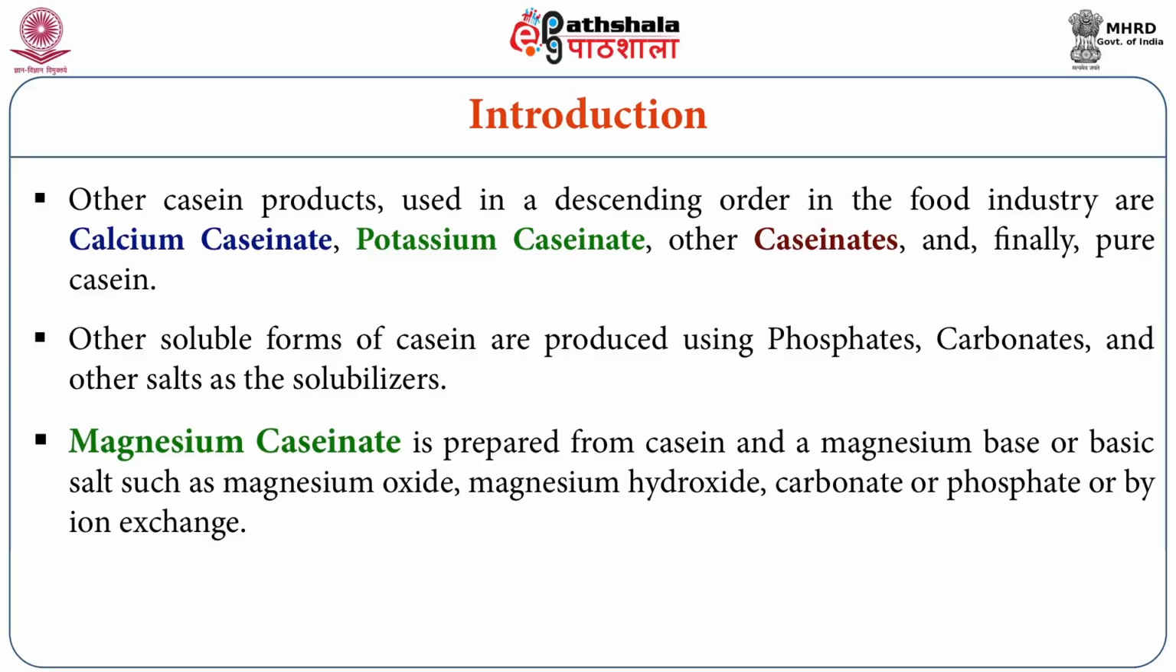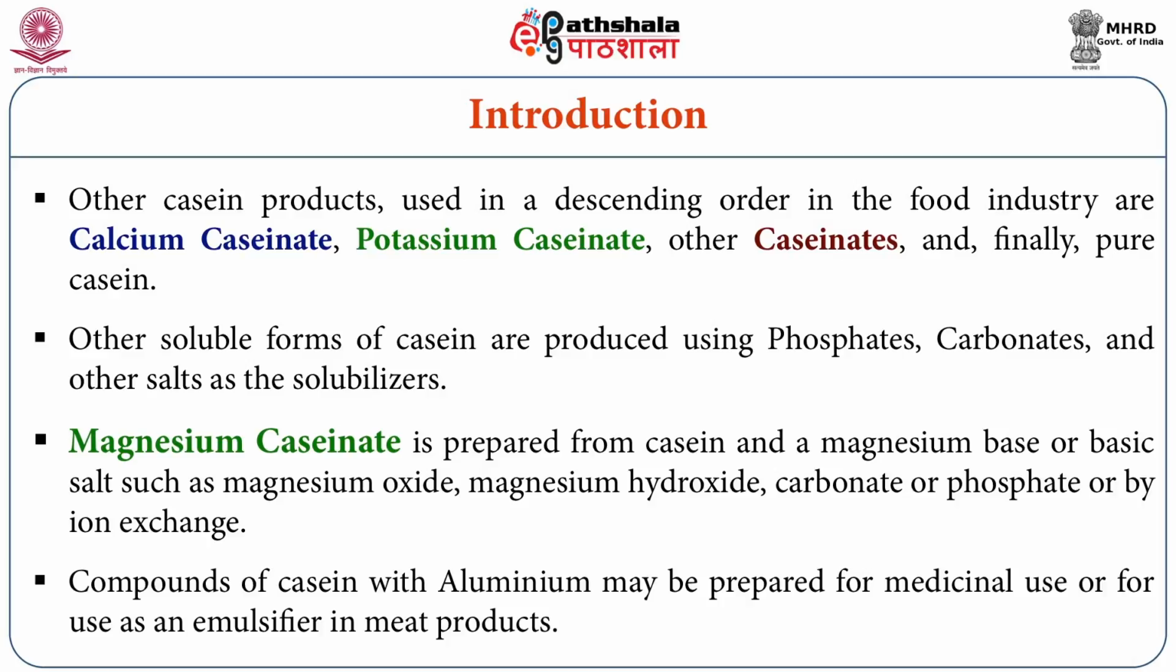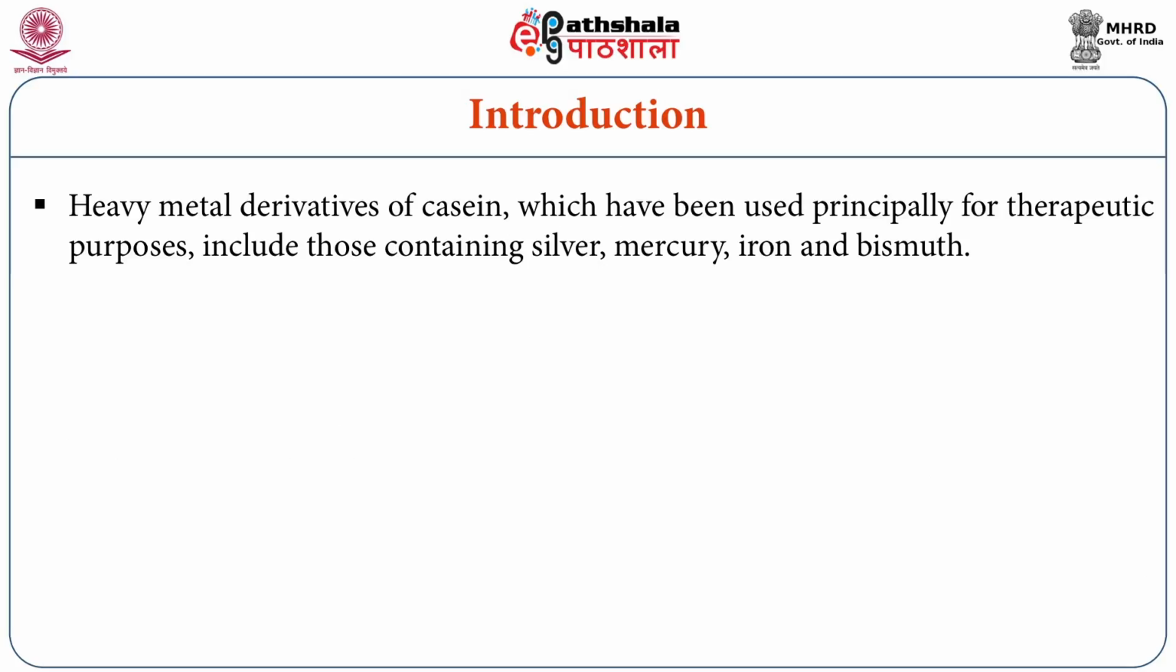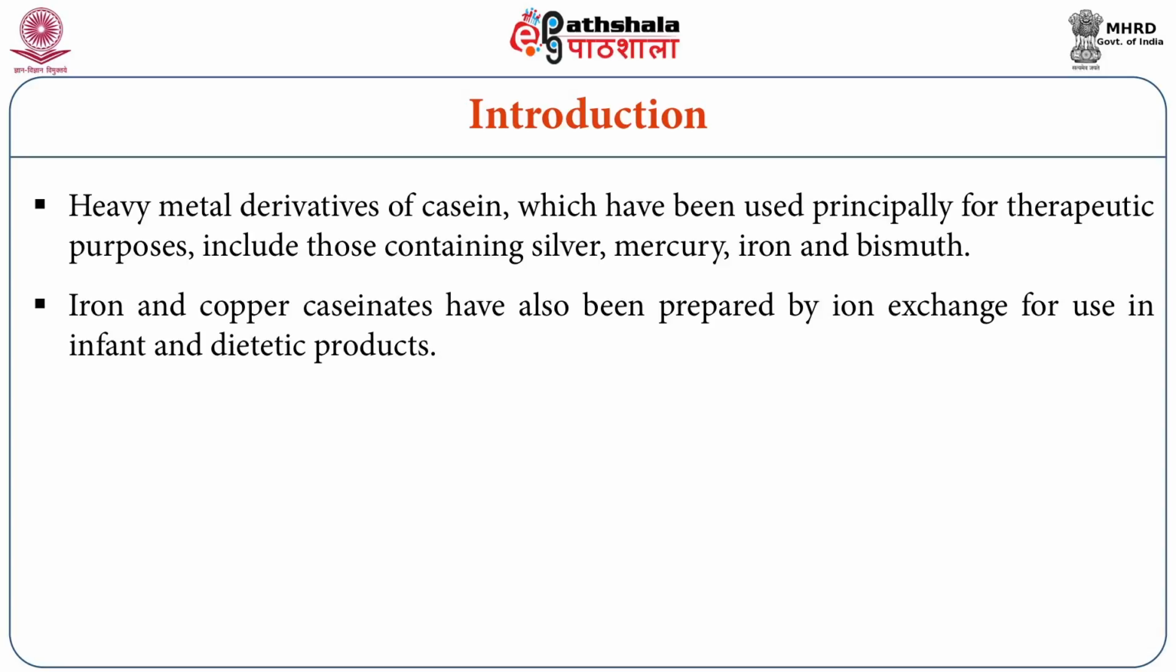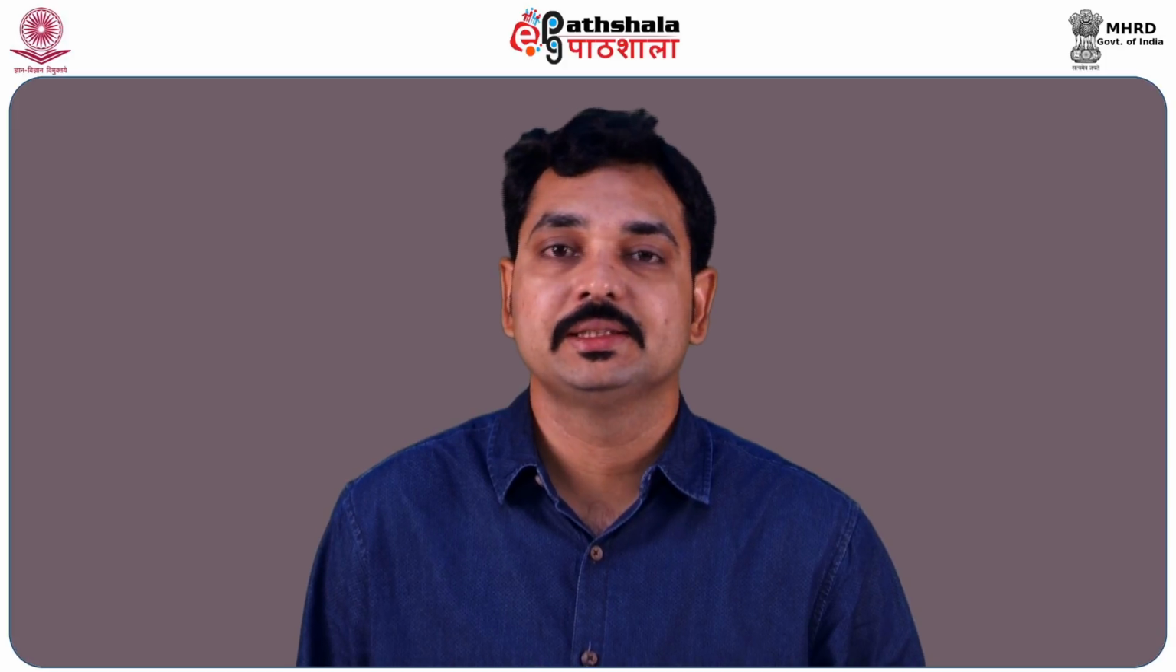Magnesium caseinate is prepared from casein and a magnesium base or basic salt such as magnesium oxide, magnesium hydroxide, carbonate or phosphate or by ion exchange method. Compounds of casein with aluminium may be prepared for medicinal use or for use as an emulsifier in meat products. Heavy metal derivatives of casein, which have been used principally for therapeutic purposes, include those containing silver, mercury, iron and bismuth. Iron and copper caseinates have also been prepared by ion exchange for use in infant and dietetic products. Now we will discuss different aspects related to manufacturing of caseinates.